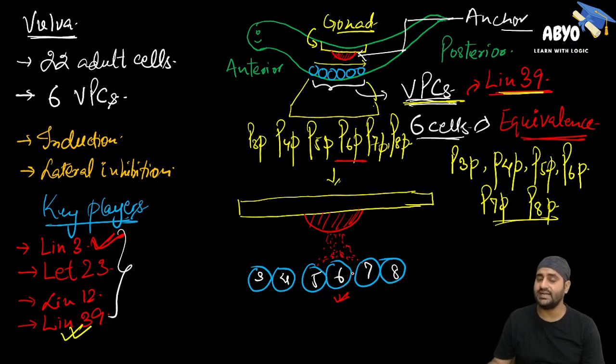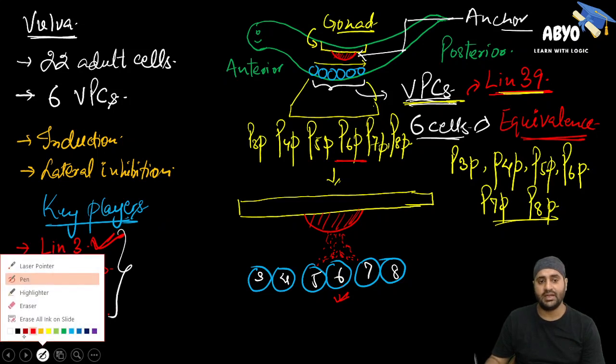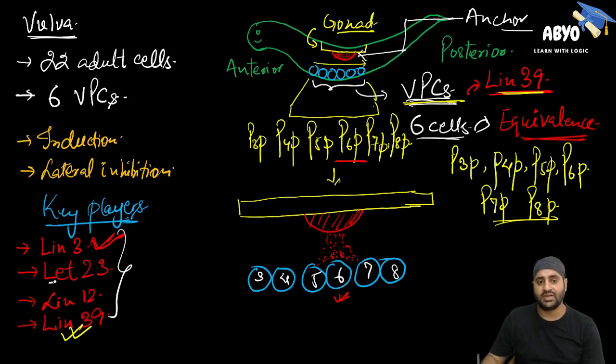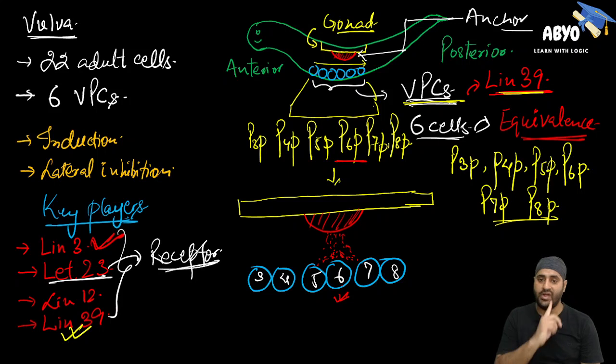One more thing you have to understand is that if there is a ligand or the protein coming, then there must be someone to receive. There must be a receptor. So the receptor to lin-3 protein is the LET23. So LET23 is acting as receptor. Alright. Now let us see how things are going on. As I have mentioned, number 6 cell or P6P will receive the highest concentration of lin-3 protein. These are the lin-3 protein.